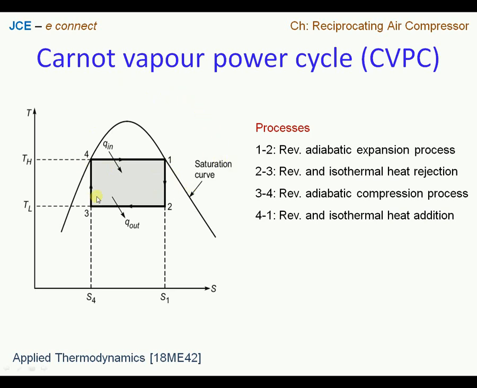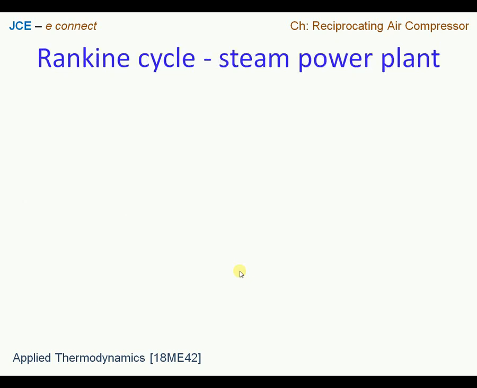And for the Carnot cycle, the efficiency is given as TH minus TL divided by TH, which can be further modified and represented as 1 minus TL by TH, where TL represents the low temperature of the cycle and TH represents the high temperature of the cycle. Now let us look at the next best cycle which can represent the vapor power cycle, and that is the Rankine cycle.